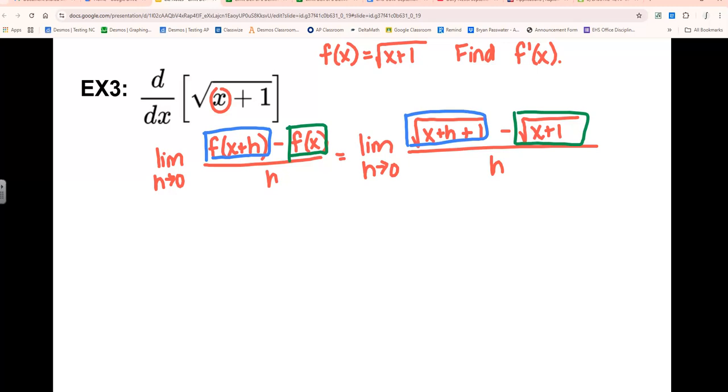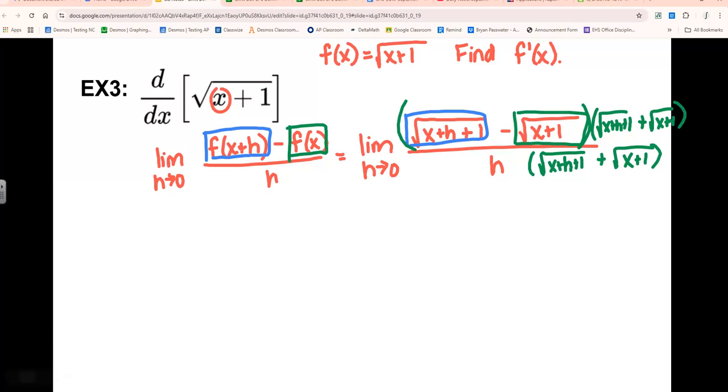How am I going to solve this one? Conjugate. Got to multiply by the conjugate. Got these square roots, so I got to multiply by the conjugate. So I'm going to be multiplying the top by the square root of x plus h plus 1 plus the square root of x plus 1. And I must also multiply the bottom by the square root of x plus h plus 1 plus the square root of x plus 1.